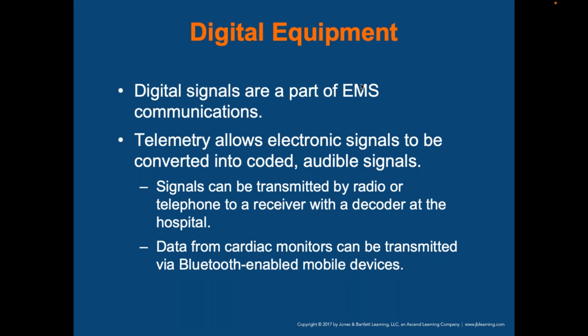So, digital equipment. Digital signals are part of EMS communications. With that, telemetry allows electronic signals to be converted into code and audible signals that can be transmitted by radio or telephone to a receiver with a decoder at the hospital. Data from cardiac monitors can also be transmitted by a Bluetooth-enabled mobile device.